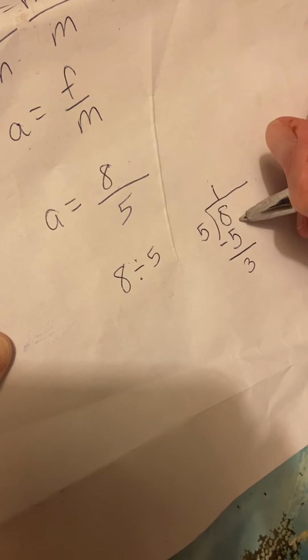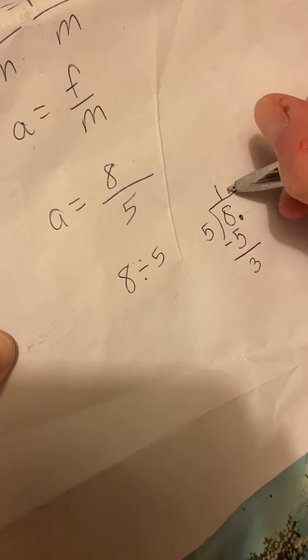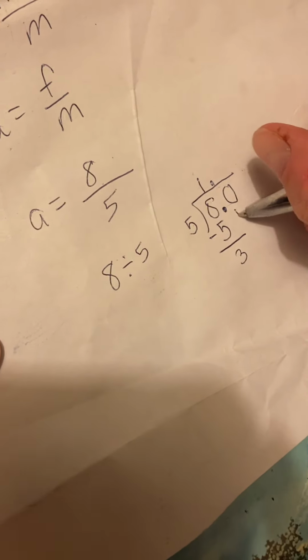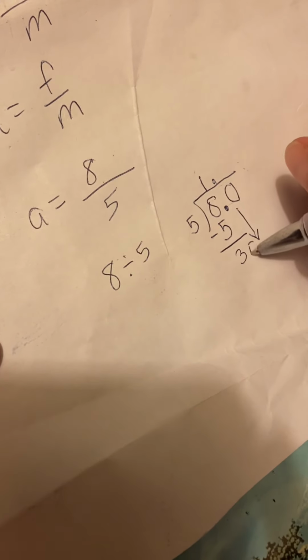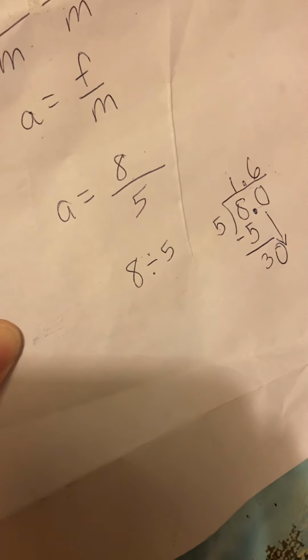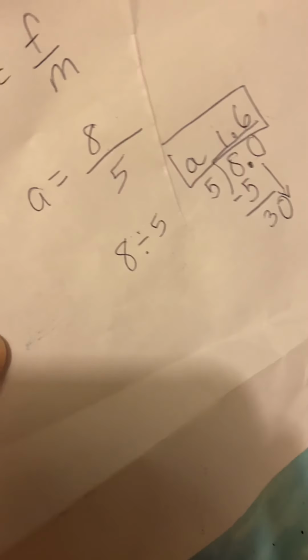We need to bring down, but we have nothing to bring down. So we're going to have to add a decimal and a 0 if there's nothing left to bring down. So we now bring down that 0. And look what we have here. How many times does 5 go into 30 this time? There we go. So the answer is acceleration 1.6 meters per second per second.